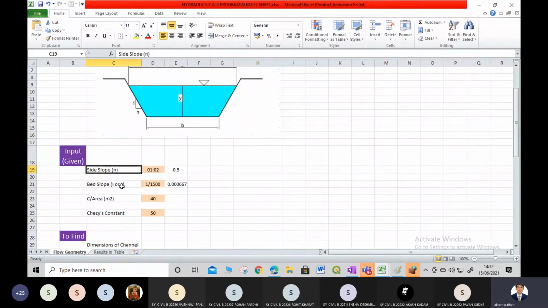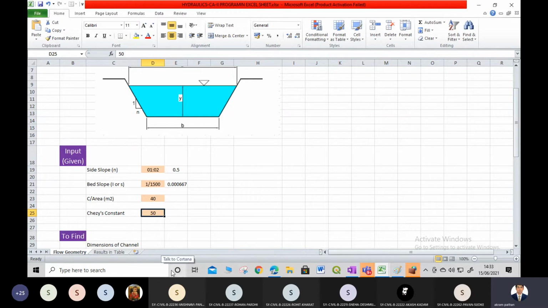Side slope is given 1:2, that is 0.5. Then bed slope 1:1500, that is 0.000667. Then cross sectional area is given 40 meter square, and the roughness constant is given 50. In this similar fashion you have to write down the given data on the Excel sheet as well.